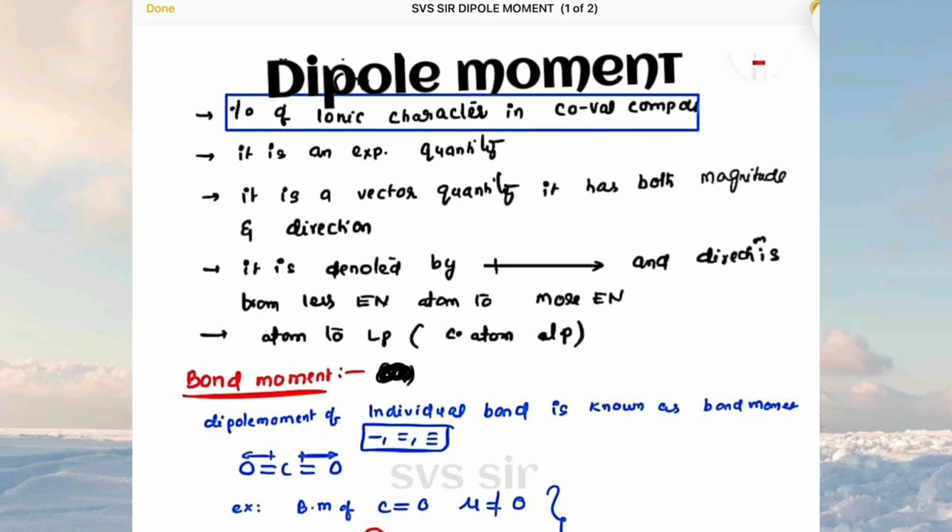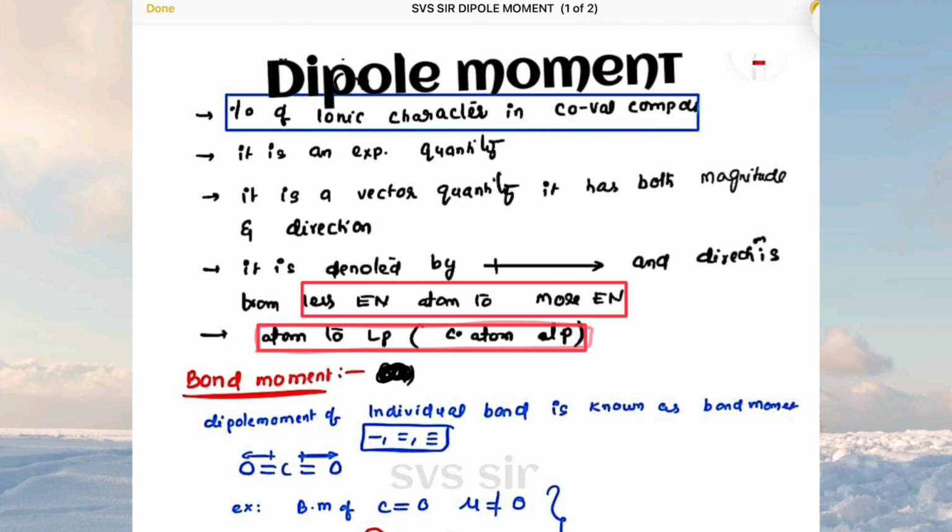Direction is from less electronegative atom to more electronegative atom. Less electronegative atom to more electronegative atom. And atom to lone pair. Atom to lone pair. This is a very important point.